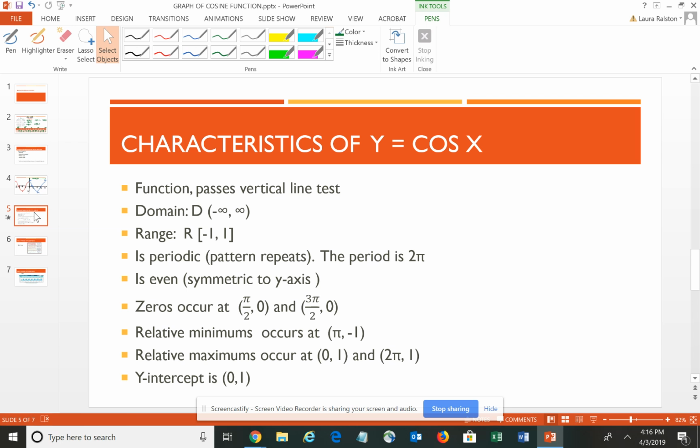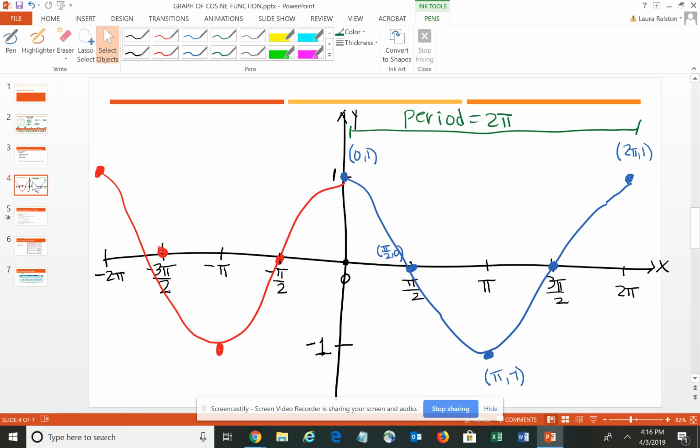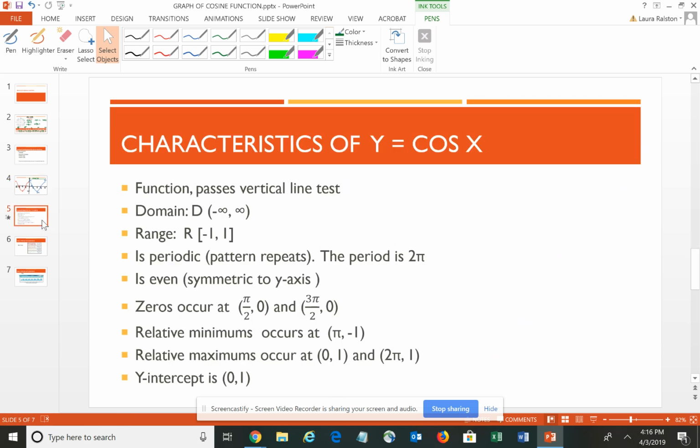Our domain is any real number, any angle measure we can think of. Again, our range is limited in the basic form to -1 to +1. It is periodic. It has that repeating pattern, and it takes 2 pi, or a full revolution around the unit circle, to see the pattern. The cosine curve is even. It is symmetric about the y-axis.